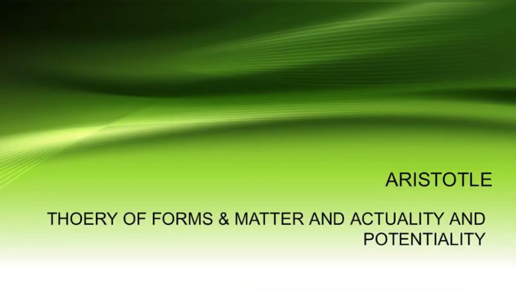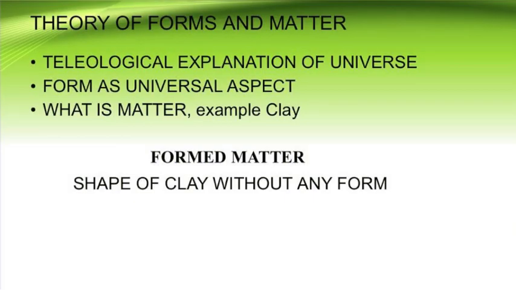In this video, we'll be studying the topic Aristotle: form and matter, actuality and potentiality. Form and matter is also called hylomorphism. So let's begin. First of all, Aristotle aimed at a teleological explanation of the universe. He reconciles teleology with the mechanistic explanation given by science through his conception of form and matter.